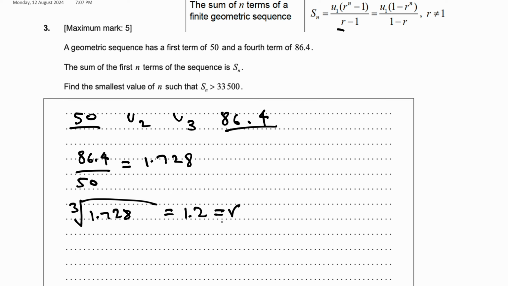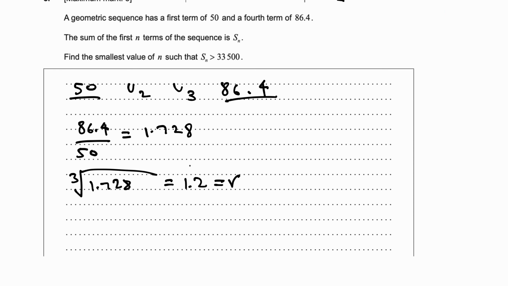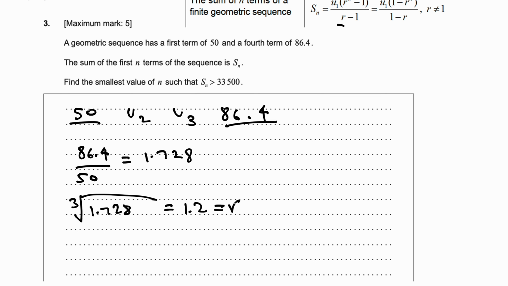1.2 is the ratio, and you can verify this by simply multiplying 50 by 1.2 three times. So 50 times 1.2, times 1.2, and then another time times 1.2, and that should give you 86.4, the fourth term. Okay, so now that we've found our common ratio, let's solve this problem.